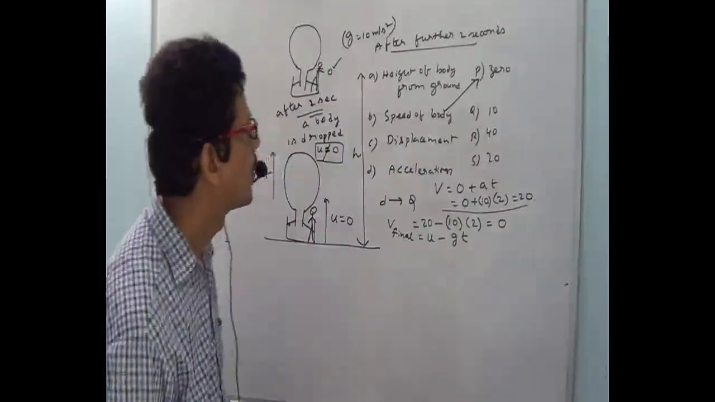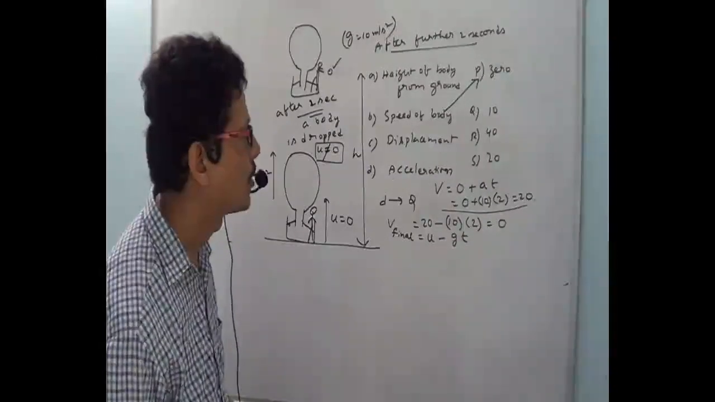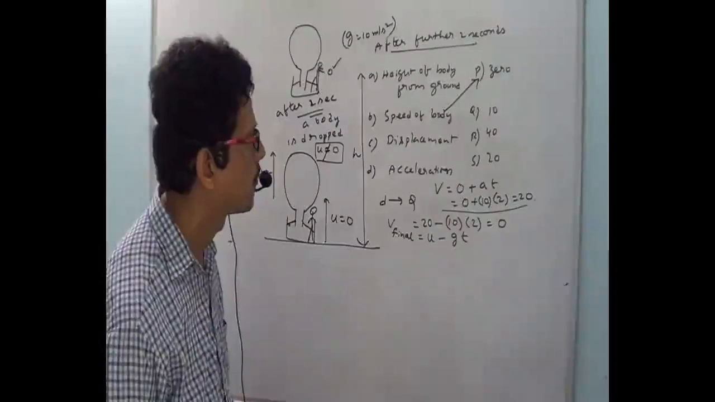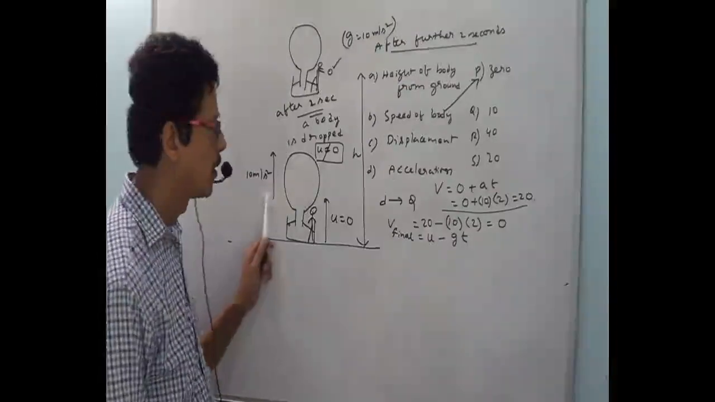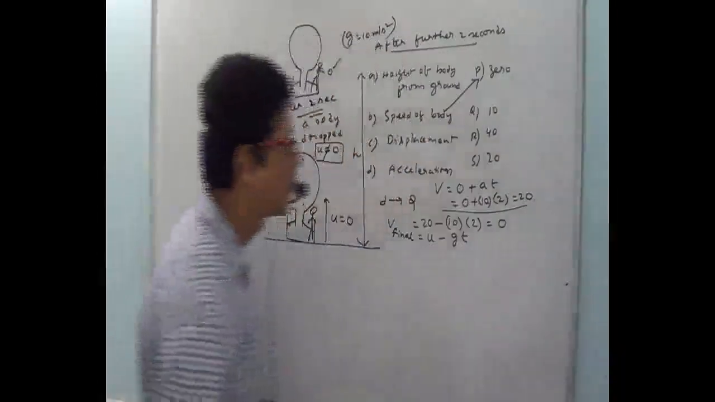Next, what is the displacement? Tell me the displacement formula. S equal to ut plus half at square. Okay, this part I will erase, I will do it here.